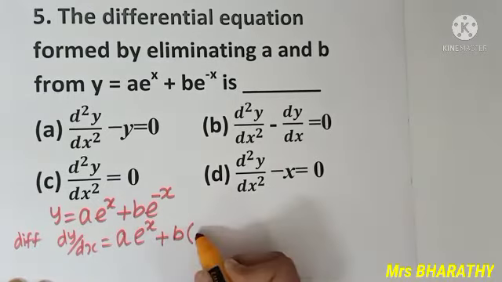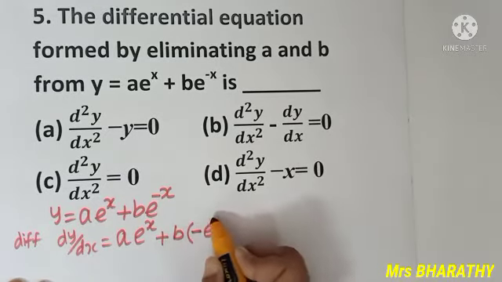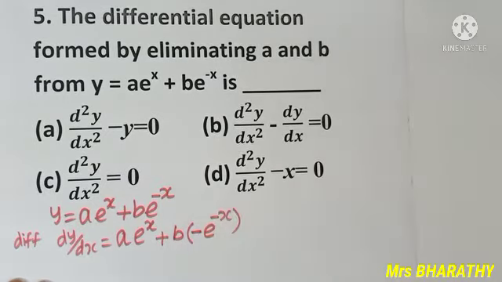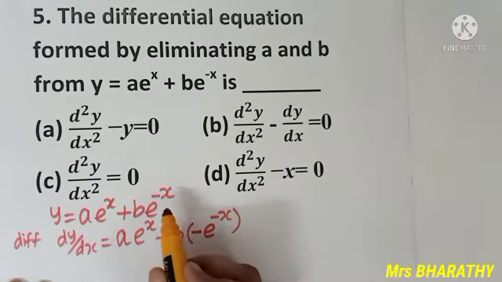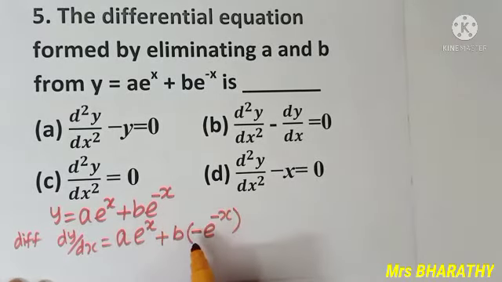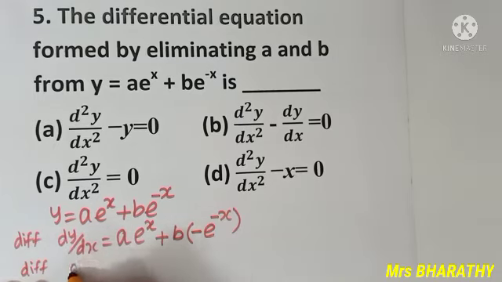the derivative minus e power minus x. E power x, derivative e power x, e power minus x, the derivative minus e power minus x. Let us differentiate again. Dy by dx will now become d square y by dx square.